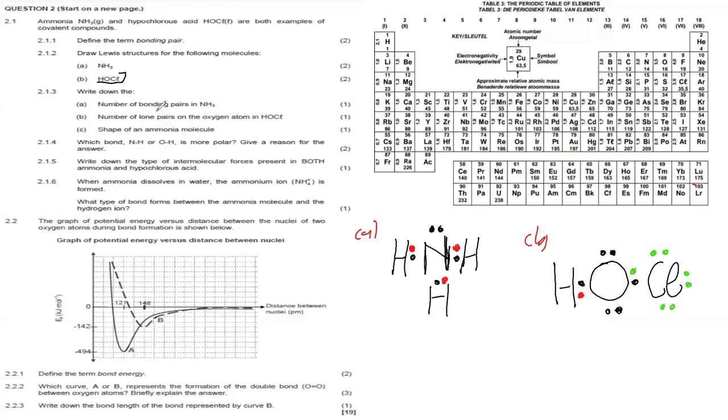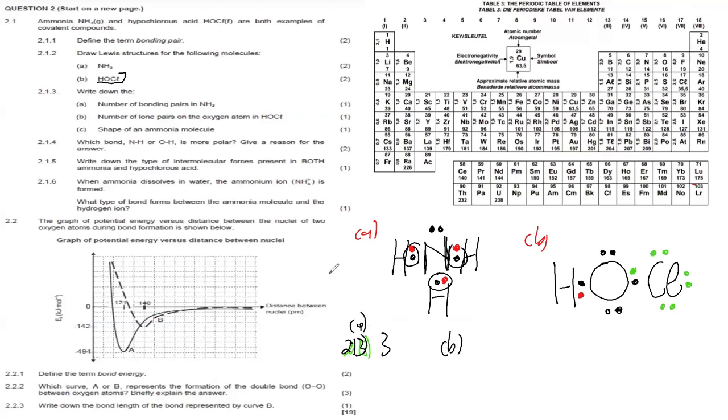2.1.3 is saying write down the number of bonding pairs in NH3. I'm not going to erase these ones so that we are able to answer those questions based on something that we can see. They're asking the number of bonding pairs in NH3. As we can see here, how many bonding pairs? It's 1, 2, and then 3. So we're going to give them the solution. We have 3. So for 2.1.3a, that's 3.